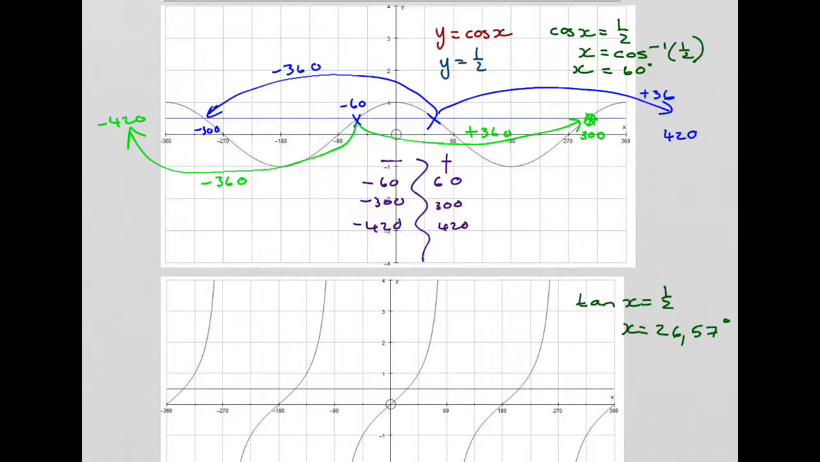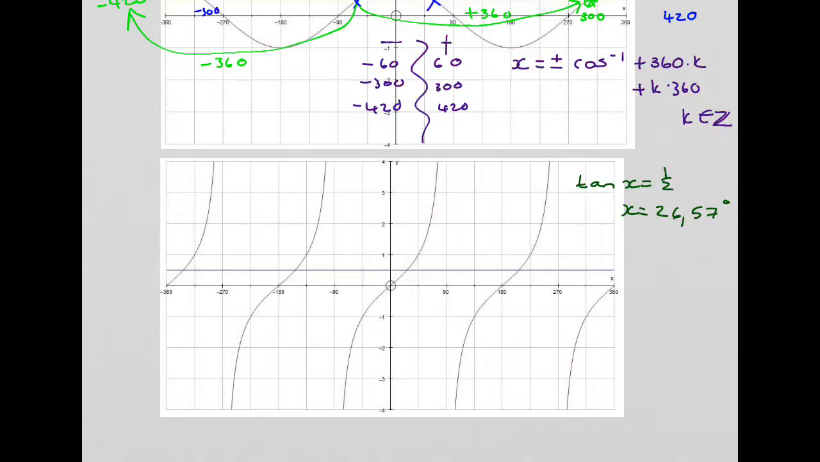So cos's rule is easy. We say our x value will be plus minus whatever we get on our calculator when we use shift cos, and then every 360 degrees. So you can write it as 360k or as k 360. It makes no difference. K is an integer, so we hop in positive and negative numbers, no decimals.